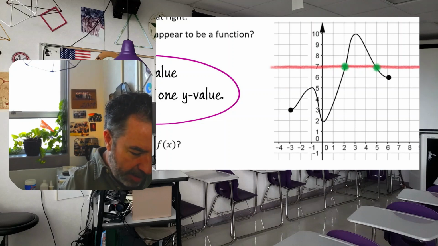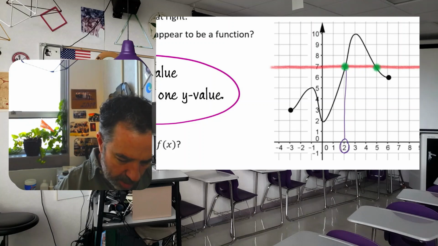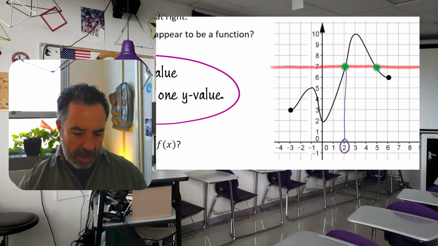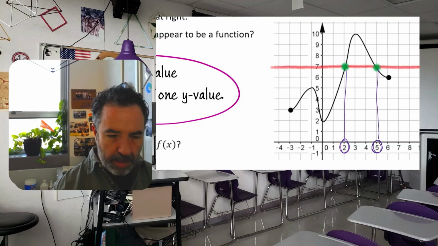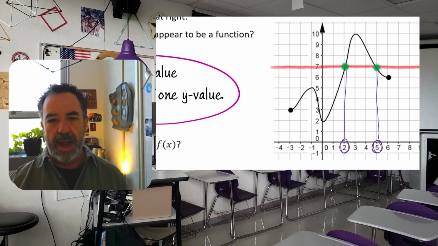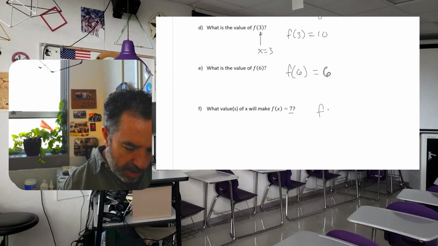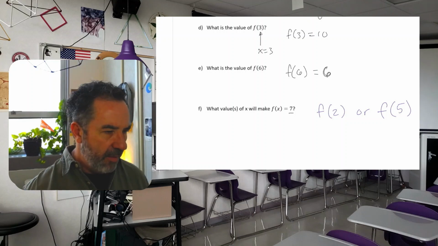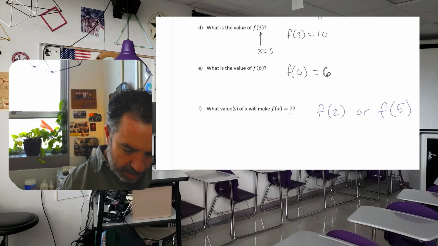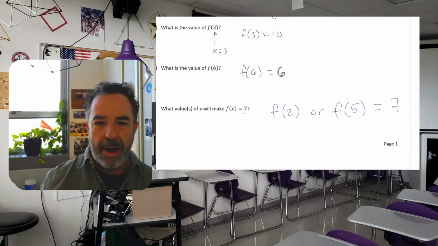So apparently, if I give this function the number 2, it looks like it would give me an answer of 7. And if I give this function an input value of 5, it would also give me an output of 7. So I would answer this question this way. I'd say, look, when you give that function the number 2 or 5, 2 or 5 are going to produce an output of 7. Both of those will give me back the number 7.